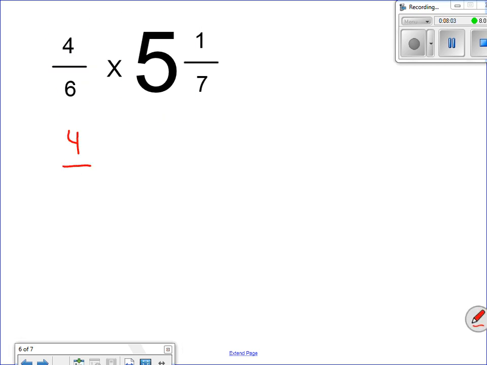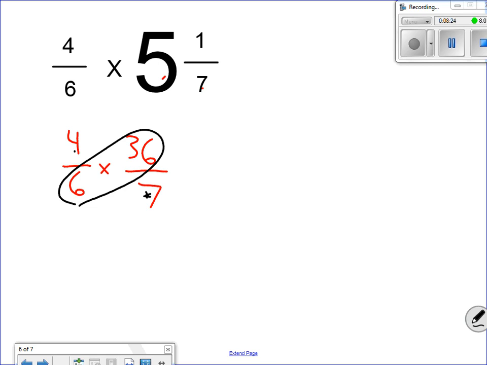4/6 times 7 times 5 is 35 plus 1 is 36 over 7. Yes, another one when we can cross reduce. 6 and 36. I could draw a line around 4 and 7, but it's not necessary because I know 4 and 7 don't go into each other.